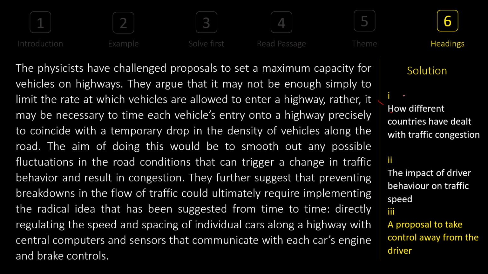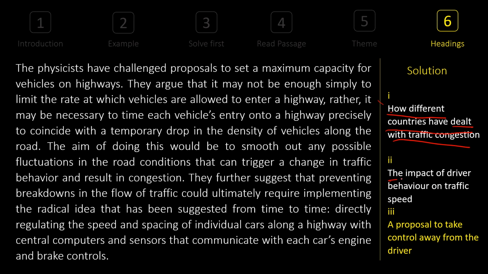Let's see just a heading. We have written the solution here. How different countries have dealt with traffic congestion. We can't just look at countries, or dealt, or traffic congestion. We try to look at how different countries have dealt with traffic congestion. We just can't look at traffic congestion.